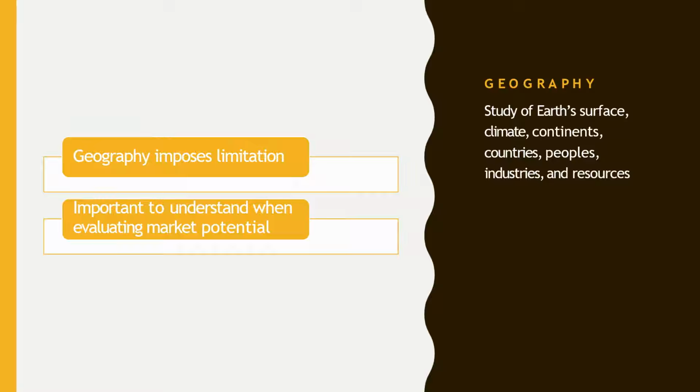Goods sold in tropical regions may require different packaging or storage conditions than those in temperate climates. Topography, such as the presence of mountains or coastline, affects logistics and trade accessibility. Similarly, the availability of natural resources can determine a country's economic structure and its role in global trade. So, understanding geography is therefore vital when evaluating market potential and crafting region-specific business strategy.